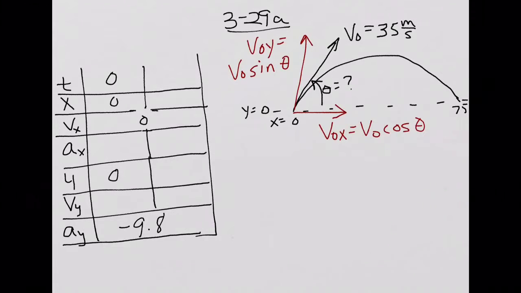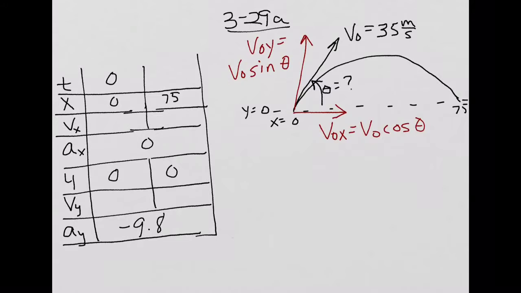What about our final positions? Well, we're at 75 meters in the x direction, and I'm back at 0 in the y direction. Sorry, I messed this up here, didn't I? My acceleration in the x direction is 0. Now, my initial velocity in the x direction is v0x, which we had an expression for. Since the acceleration is 0, my final velocity is also v0x.